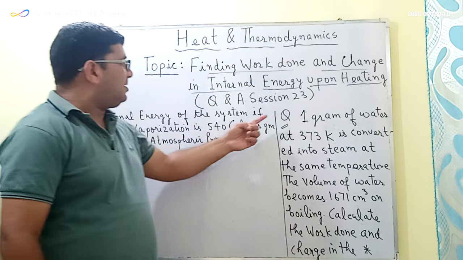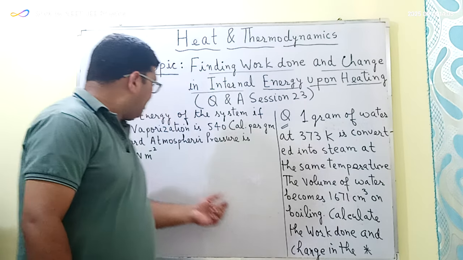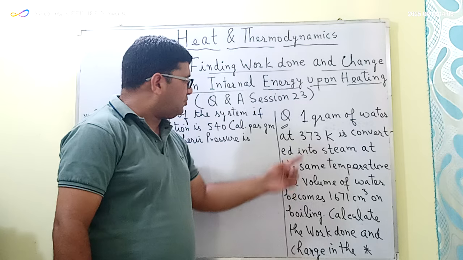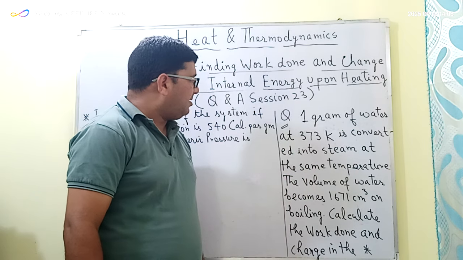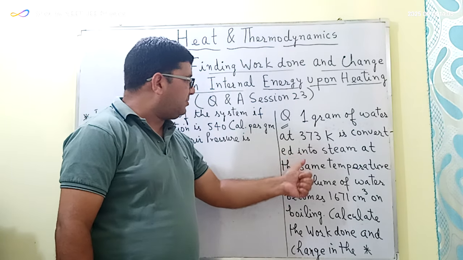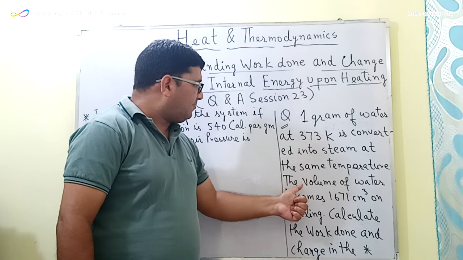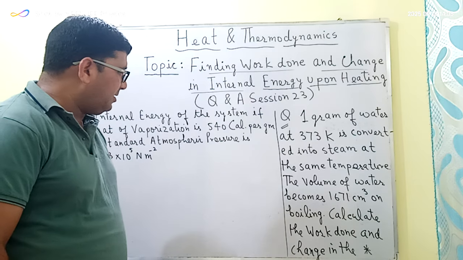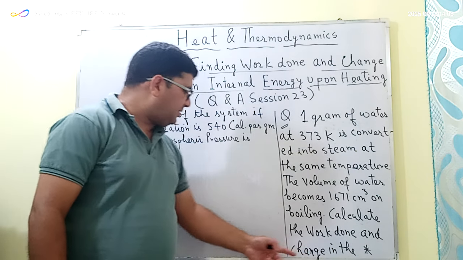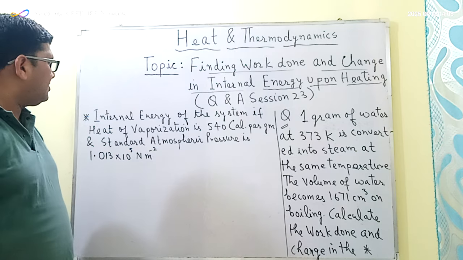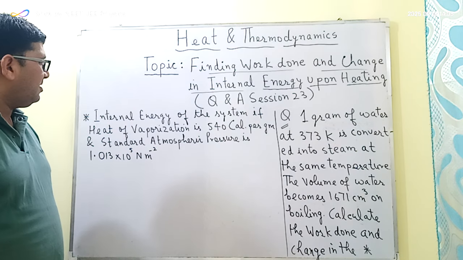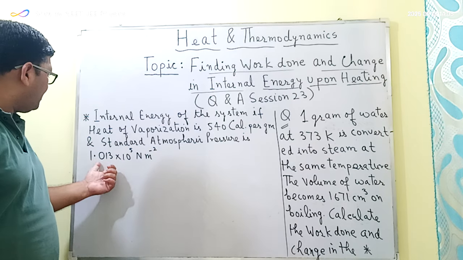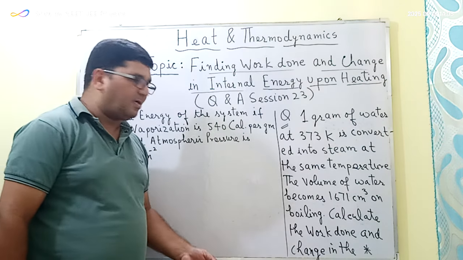So based on this topic, I have one question for this session, which is written here on this board. The question is: 1 gram of water at 373 Kelvin is converted into steam at the same temperature. The volume of the water becomes 1671 cubic centimeter upon boiling. We have to calculate the work done and the change in the internal energy of the system if the heat of vaporization is 540 calories per gram and the standard atmospheric pressure is equal to 1.013 into 10 to the power 5 Newton per meter square.